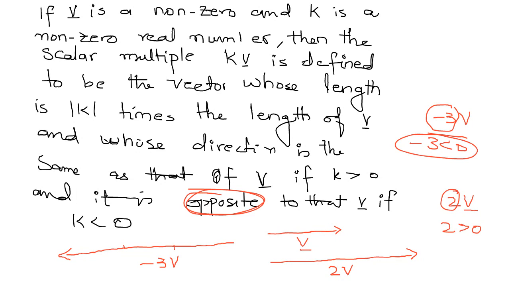So kv means the length will be double or triple, depending on the number you choose, and the direction depends on the sign of the number. If it is positive, you have the same direction. If it is negative, it will have the opposite direction. Okay, understand?